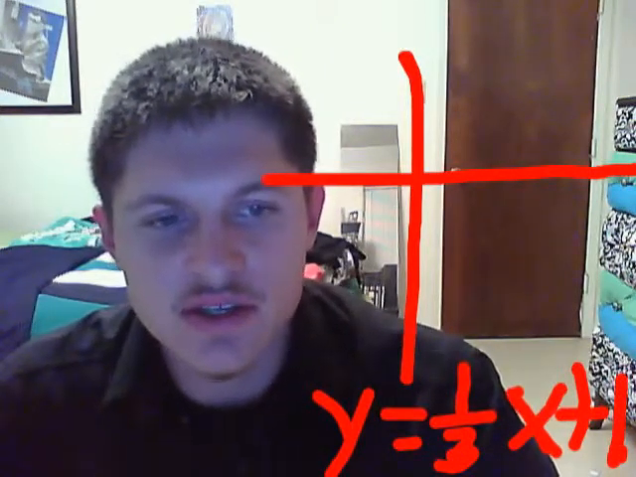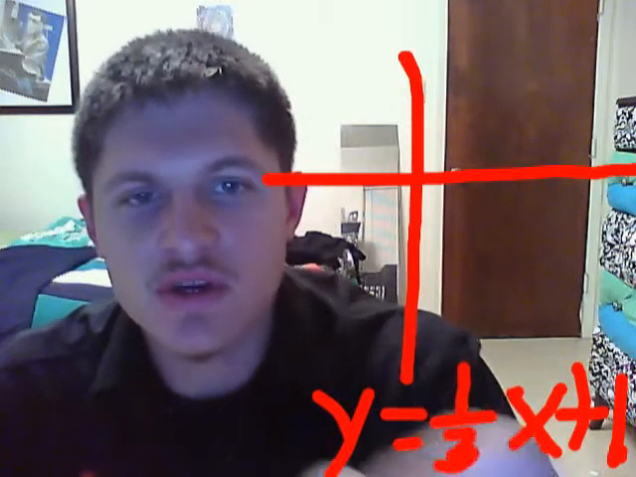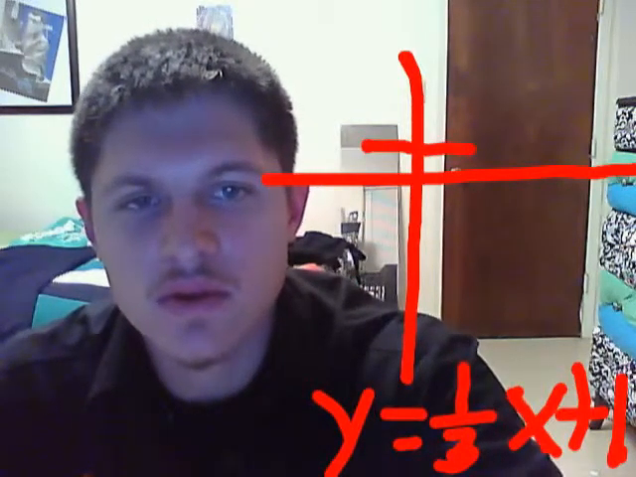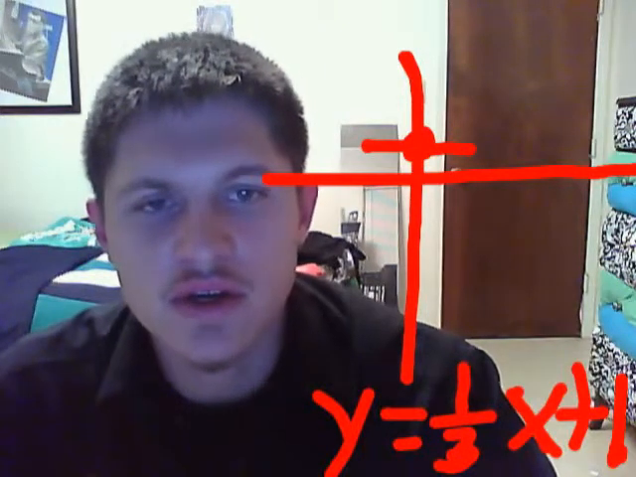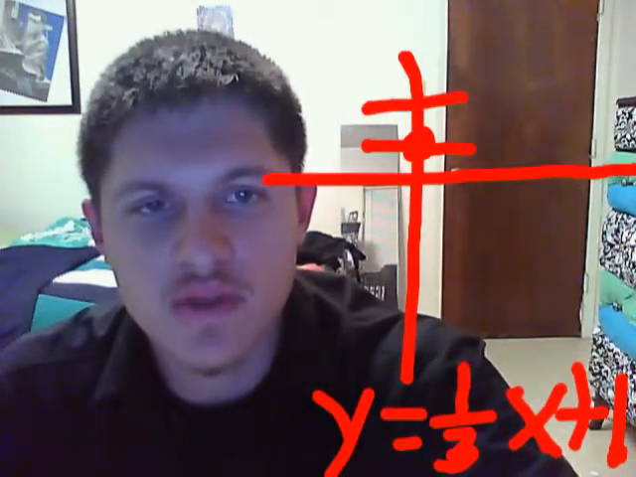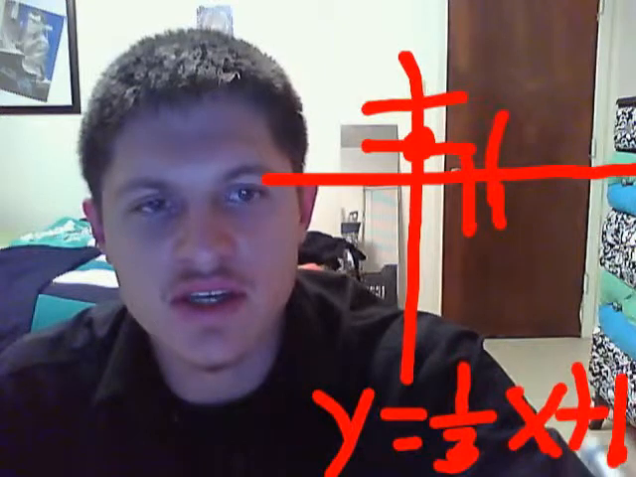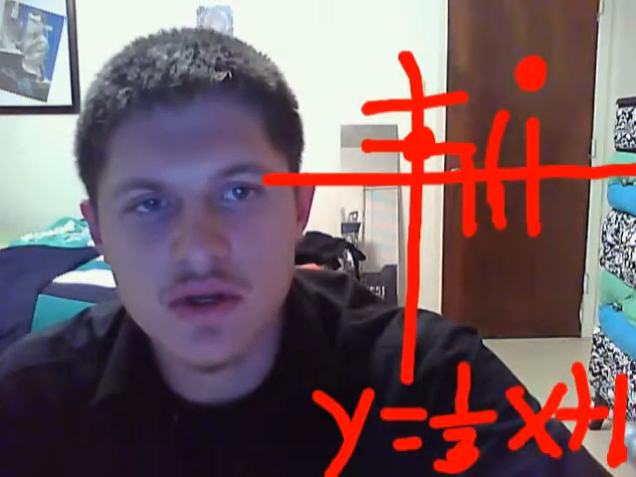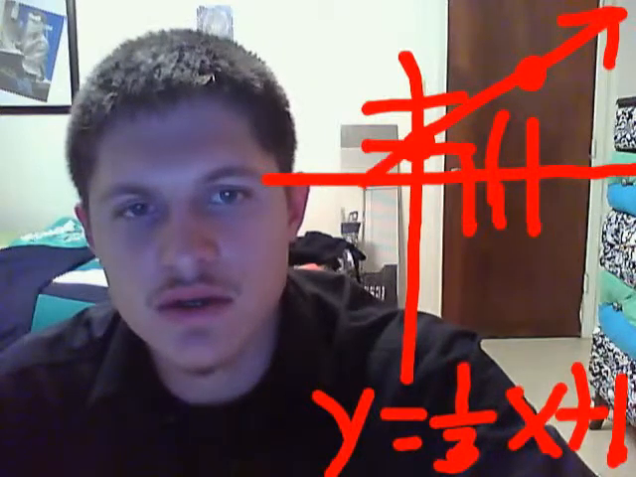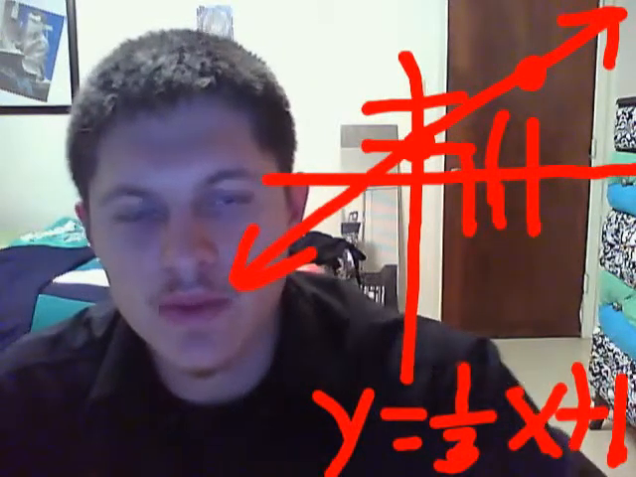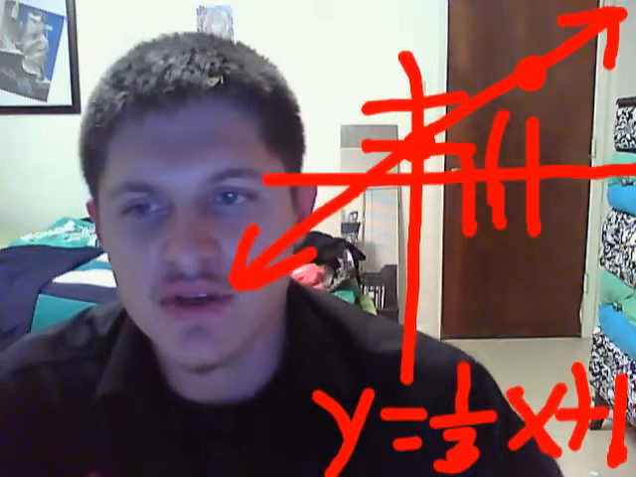This means that your y-intercept is 1 and your slope is 1/3, which means you would go up 1 and over 3 to the right because it is a positive slope. Then you would go straight through these lines, through the points, and that would be the line for that equation.